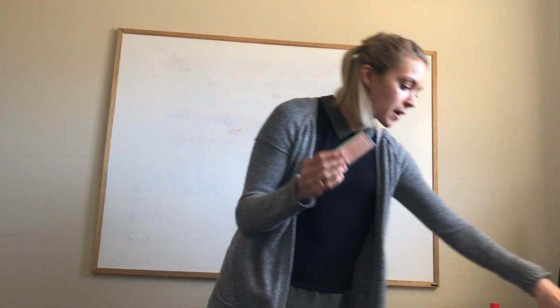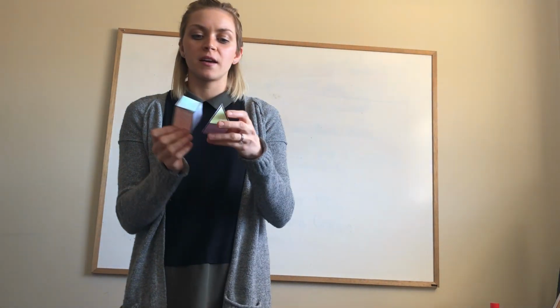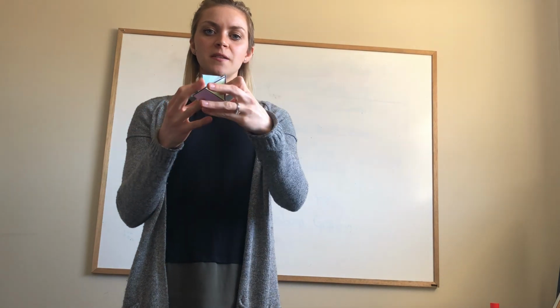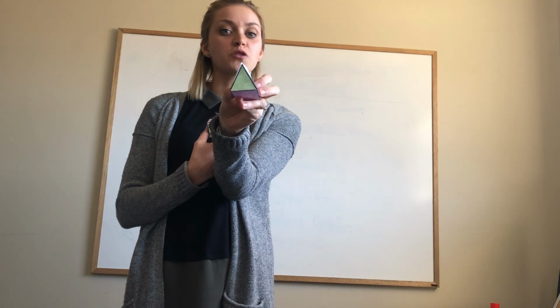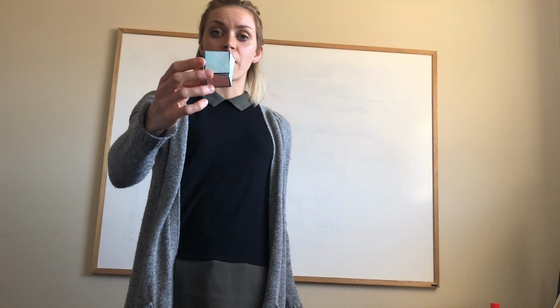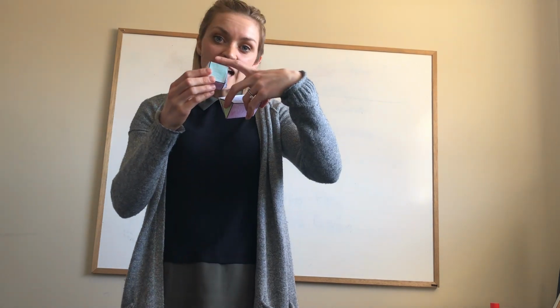So the 2 features that make a prism are that the 2 ends are the same shape. So on this one, it's a triangle on this end and a triangle on this side. Those are the same shape. So this is a prism. And this one is a square on this side and a square on this side. So it is a prism. And the other feature that makes it a prism is that it's made up of flat sides.